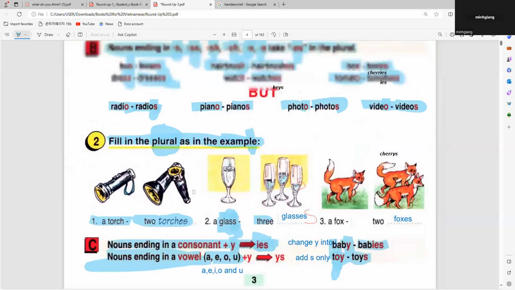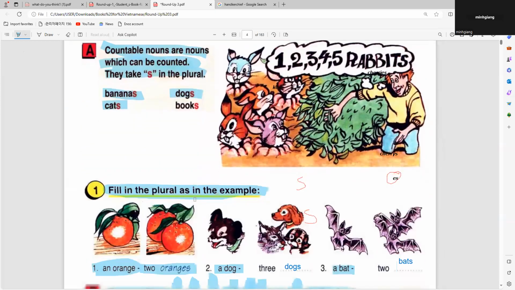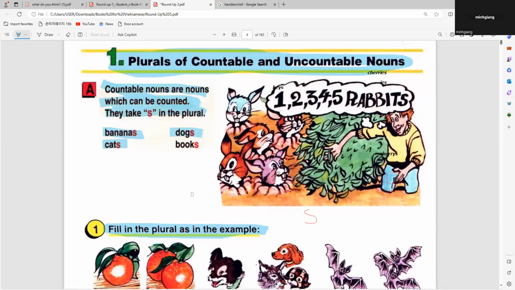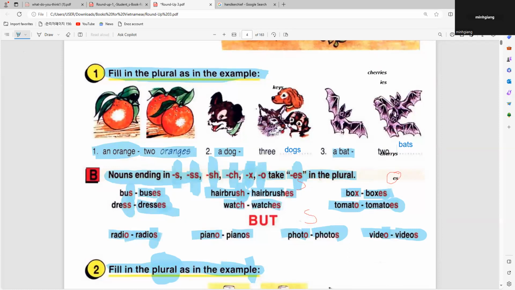I want you to review. Let's go back to our lesson, our discussion tonight. If countable, what is your answer? That is, you can easily count, okay? If uncountable, you can't easily count, like sugar, water. Okay, so let's solve this one. Two, how to read? What's the correct answer? Oranges, right? You will add S.